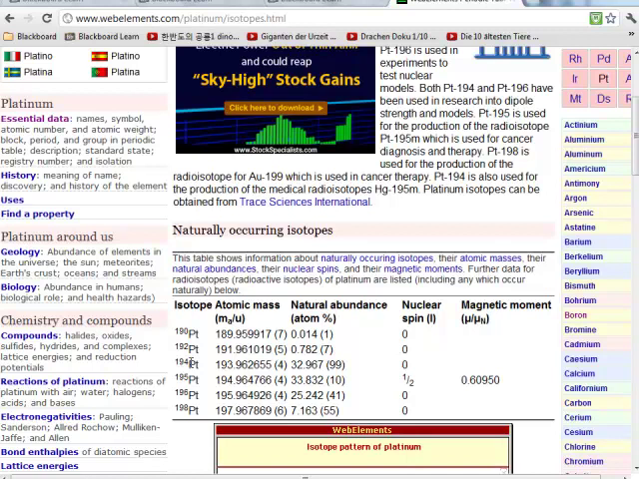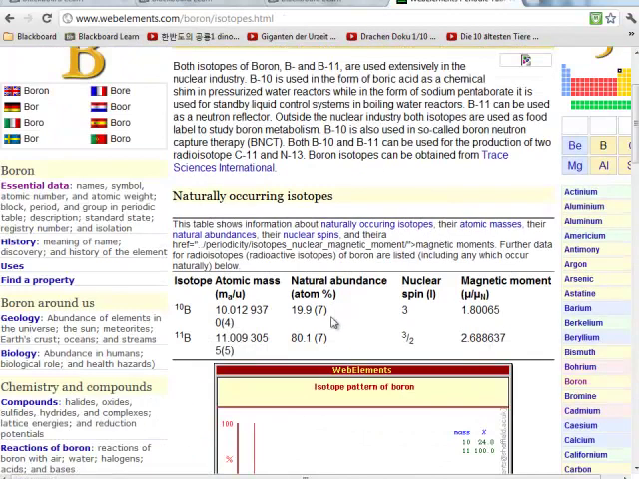The ones that you don't see here, the 191 to 193, must have such a small half-life that they're not naturally occurring. I'm going to click on boron here, and as I mentioned, looking at the atomic mass, which is the weighted average between the different isotopes, I guessed correctly that 80% is boron 11 and 20% is boron 10, making for 10.8.